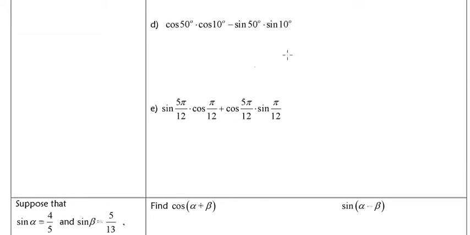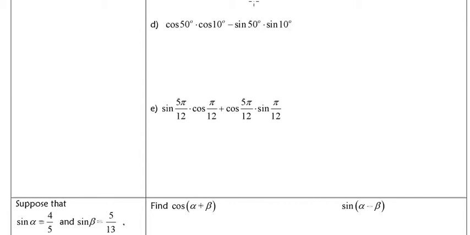All right, here we go. So working our way backwards. We've got a problem where we're given the cosine of 50 degrees, which we don't know, and cosine of 10 degrees, we don't know that one either, minus sine of 50 times sine of 10. We're kind of stuck here.